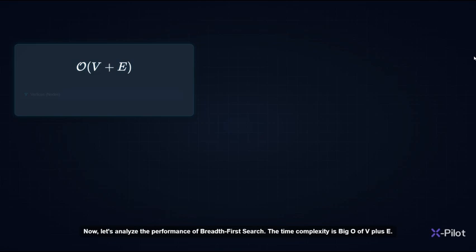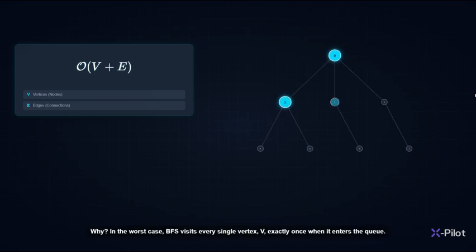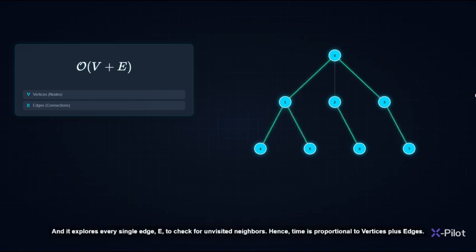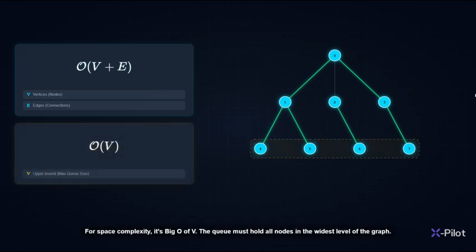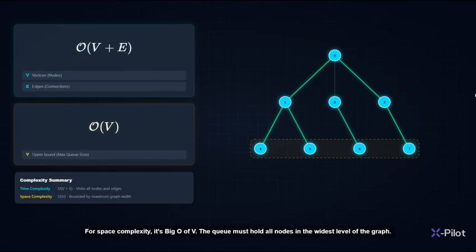Now let's analyze the performance of breadth first search. The time complexity is big O of V plus E. Why? In the worst case, BFS visits every single vertex, V, exactly once when it enters the queue. And it explores every single edge, E, to check for unvisited neighbors. Hence, time is proportional to vertices plus edges. For space complexity, it's big O of V. The queue must hold all nodes in the widest level of the graph.